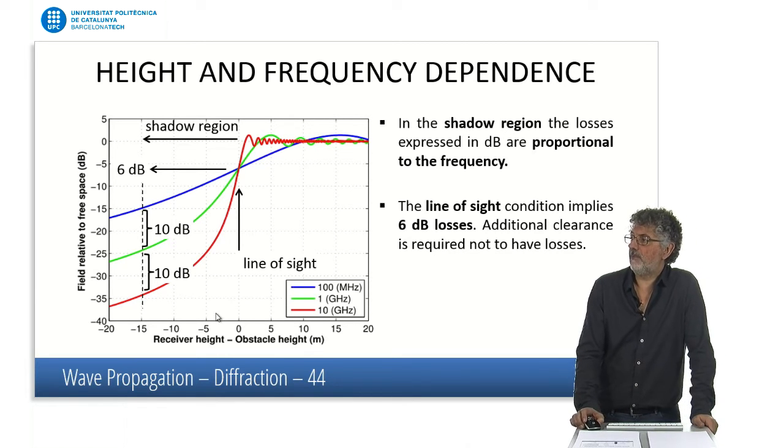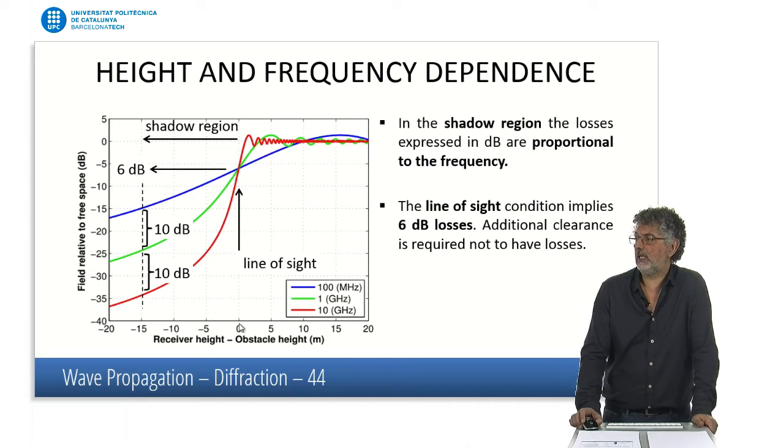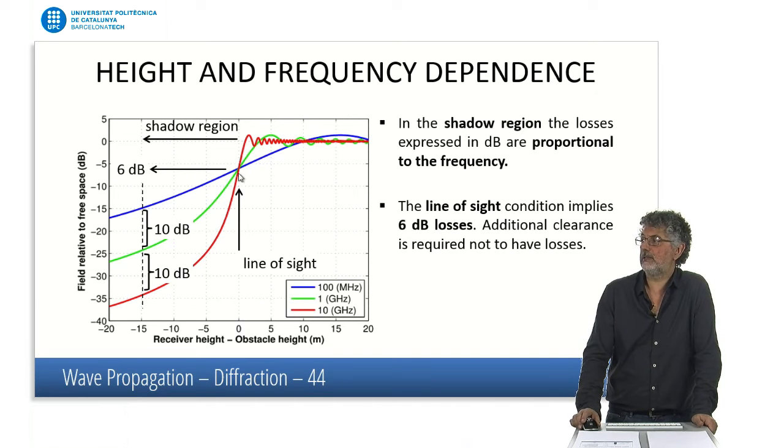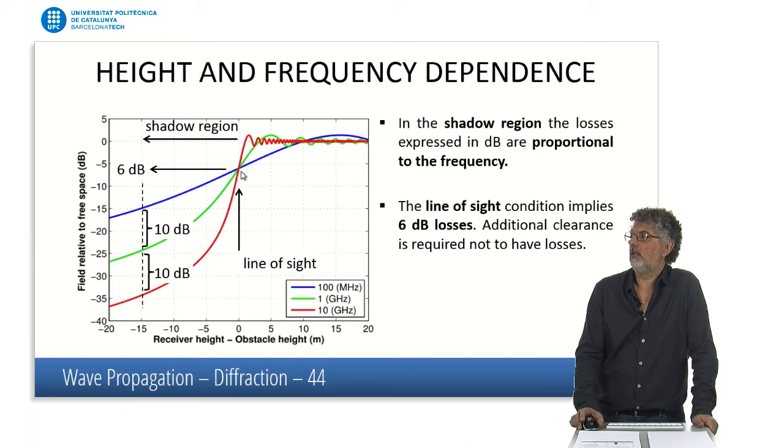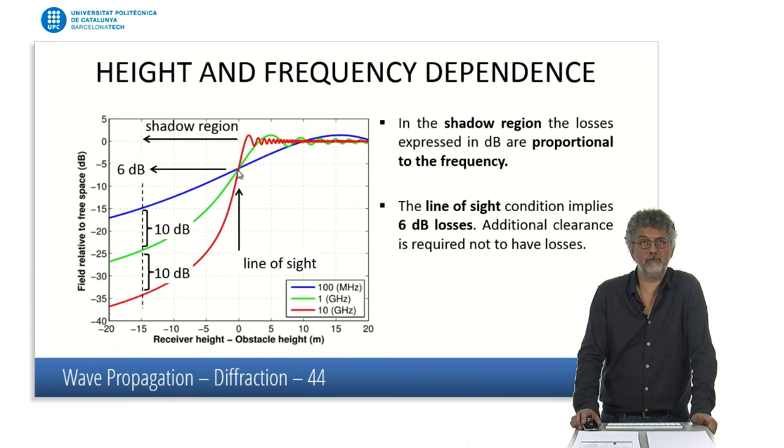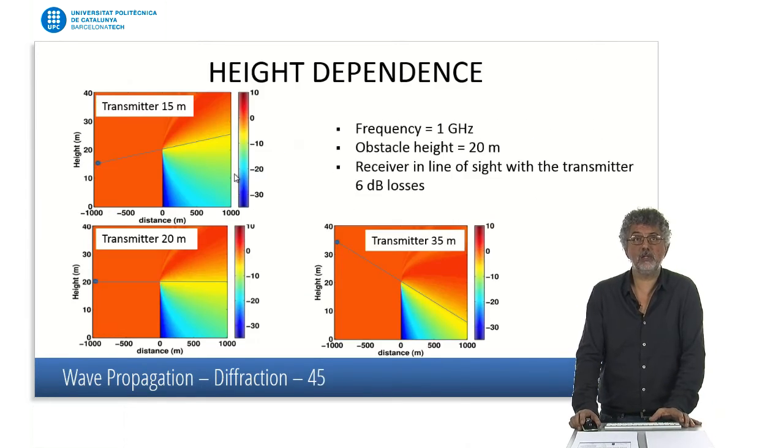And one important thing also to realize is that for 0 meters, that is, when the receiver is at the same height as the obstacle, we always lose 6 dBs, no matter the frequency. We can see this in more detail here.